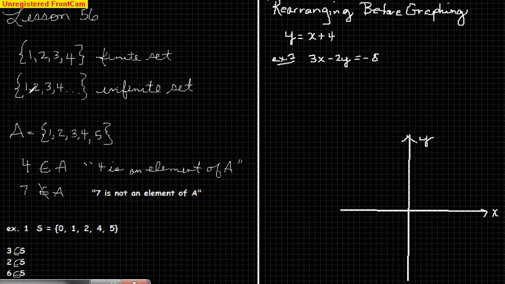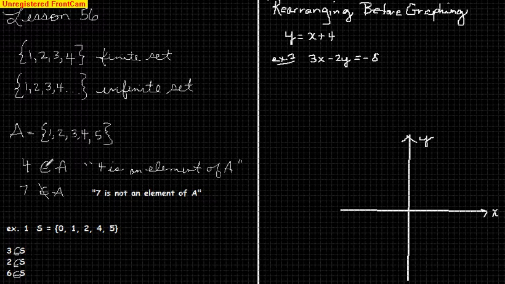This one, on the other hand, 1, 2, 3, 4, dot, dot, dot, means this set goes on and on, continuing the pattern that was started. So this is called an infinite set. Now we're going to talk about what it means to be an element of a set. We have set A, which has the members 1, 2, 3, 4, and 5. We use the symbol right here, this weird looking E thing.